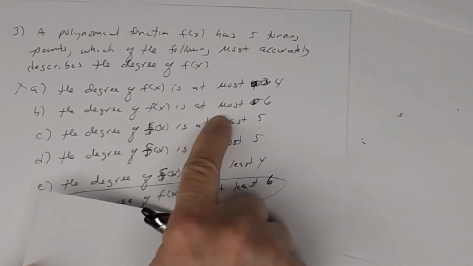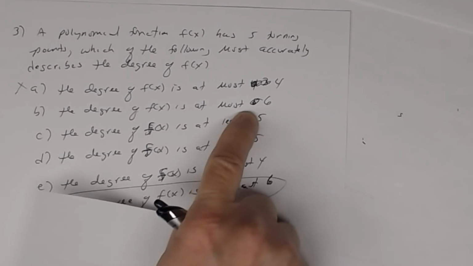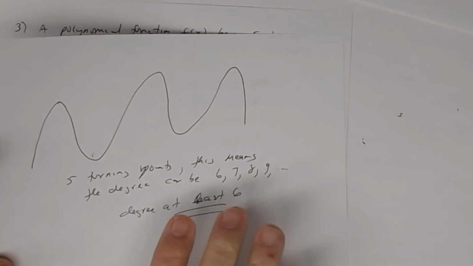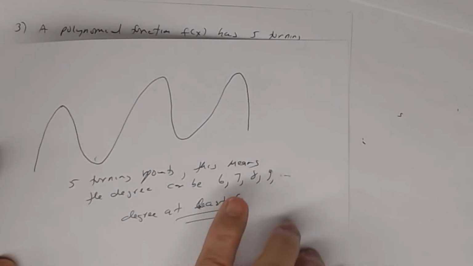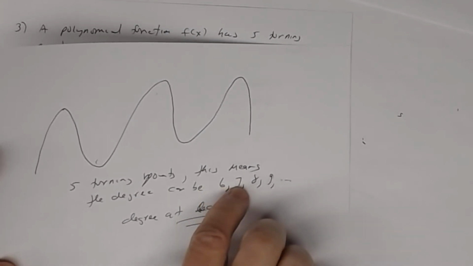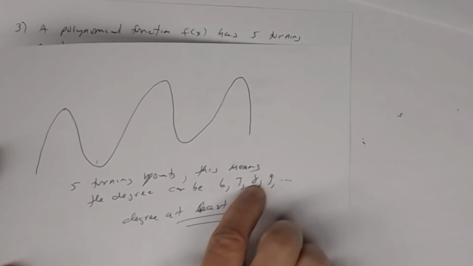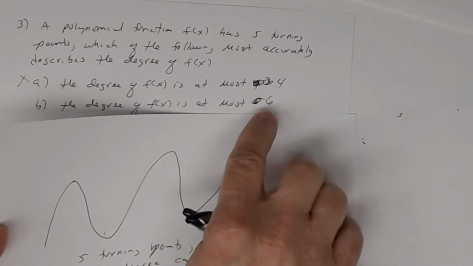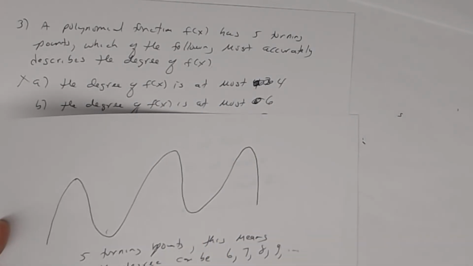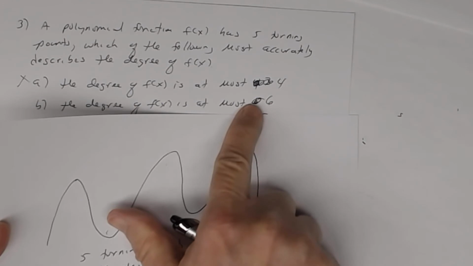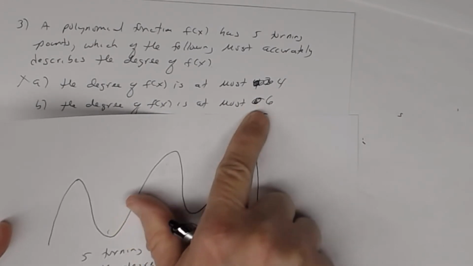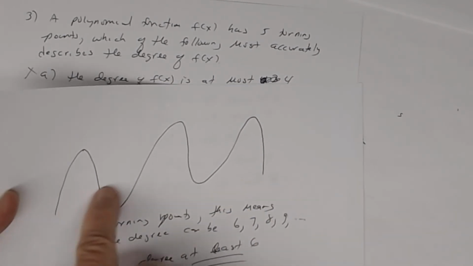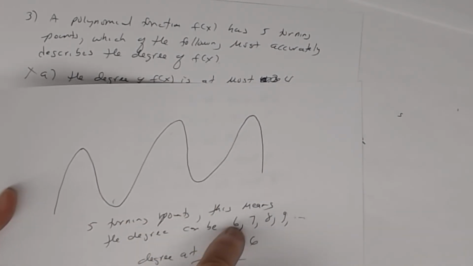Here, you're told the degree is at most 6. So at most 6 means that the degree cannot be 7, and that's not true because the degree can be 7, the degree can be 8, the degree can be 9. Remember, at most 6 means 1, 2, 3, 4, and so on. So you know it can't be it because it has to be at least 6.